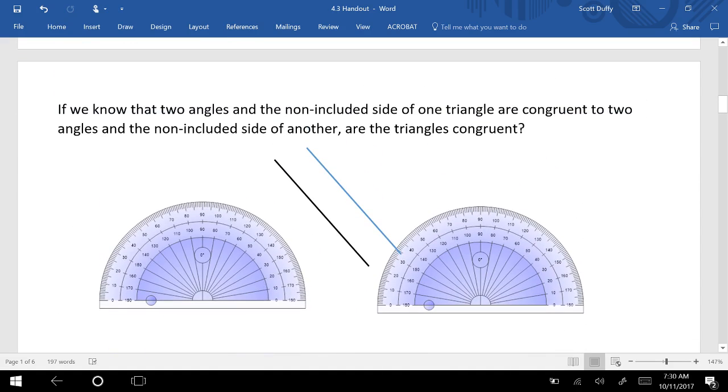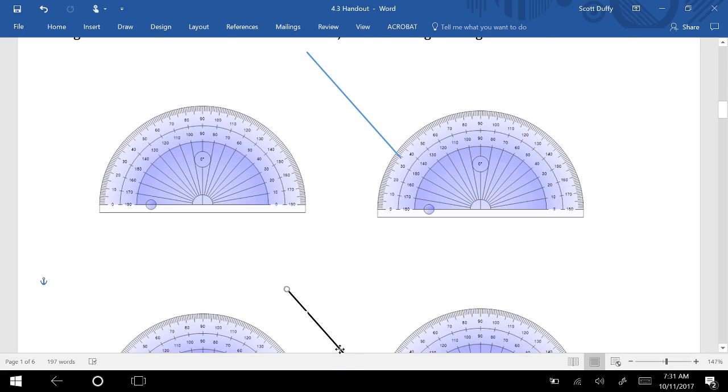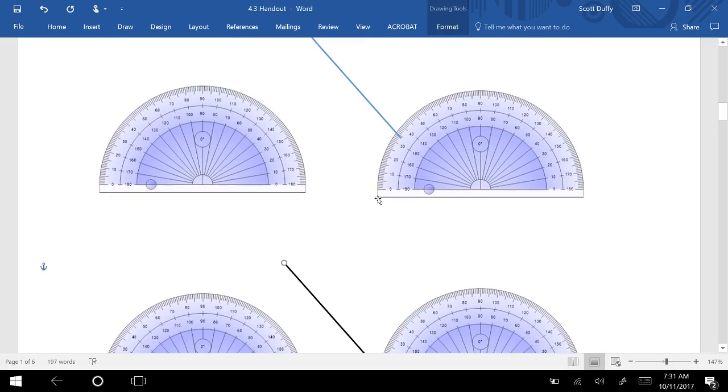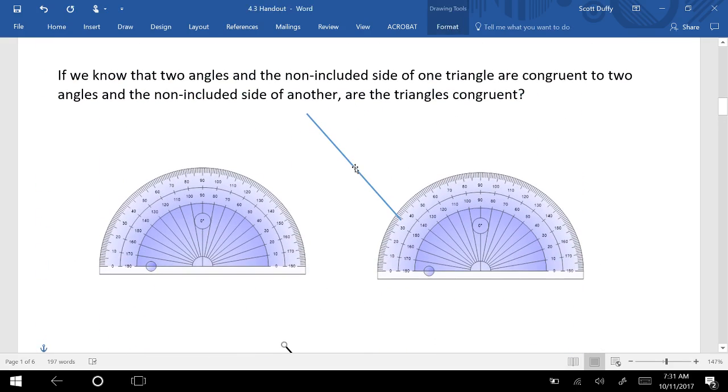Next question. If we know the two angles and the non-included side of one triangle are congruent to two angles and the non-included side of another, are the triangles congruent? Now this is where it gets a little rough because we're working with a non-included side. So I'm going to move black down here, keep blue up here, and let's say that I want to keep this at 50 degrees.